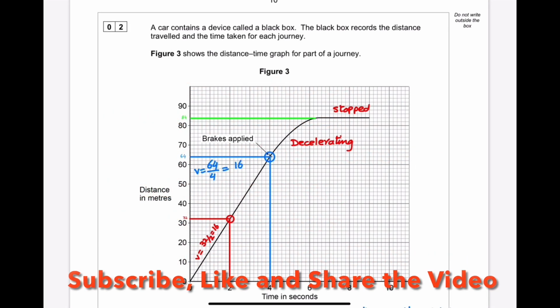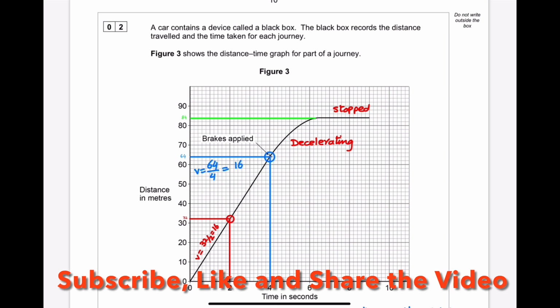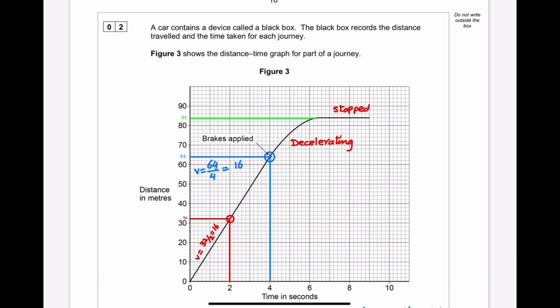Question number 2. A car contains a device called a black box. The black box records the distance traveled and the time taken for each journey. Figure number 3 shows the distance time graph for a part of a journey. In the graph, we can see here the time is along x-axis and the distance is along y-axis. The graph is given here. We can see the graph is going a straight line and it is curved and it becomes horizontal.